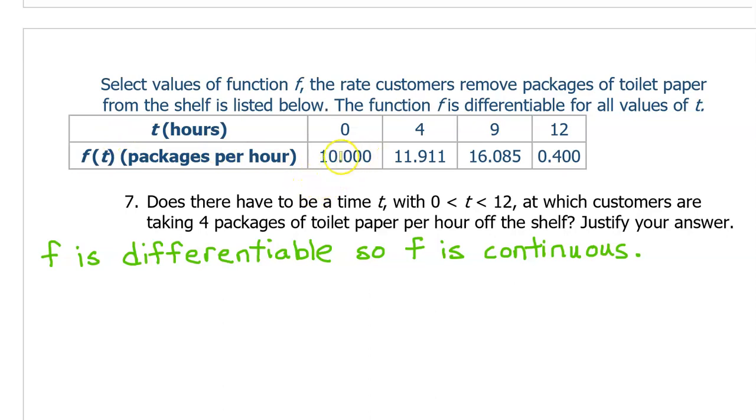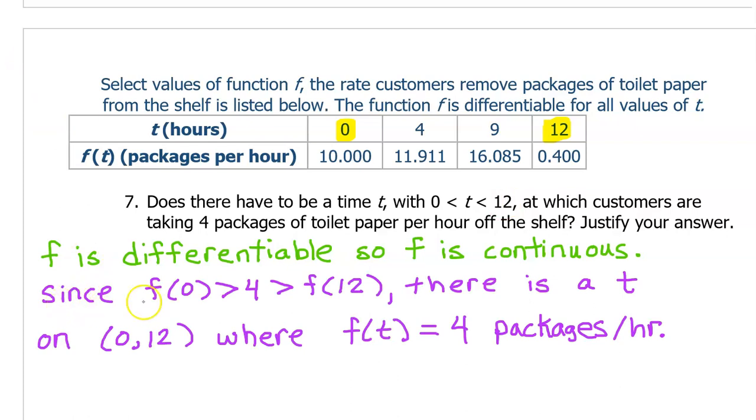Look for a time when f at t is less than 4 packages per hour. Well, time 12 is such a time. Now look for a time when f at t is greater than 4 packages per hour. Well, all of these times f at t is greater than 4 packages per hour. I'm going to go with time 0, just so we can go ahead and use the interval from 0 to 12. Since f at 0 is greater than 4, which is greater than f at 12, there is a t on the interval from 0 to 12, where f at t is equal to 4 packages per hour.